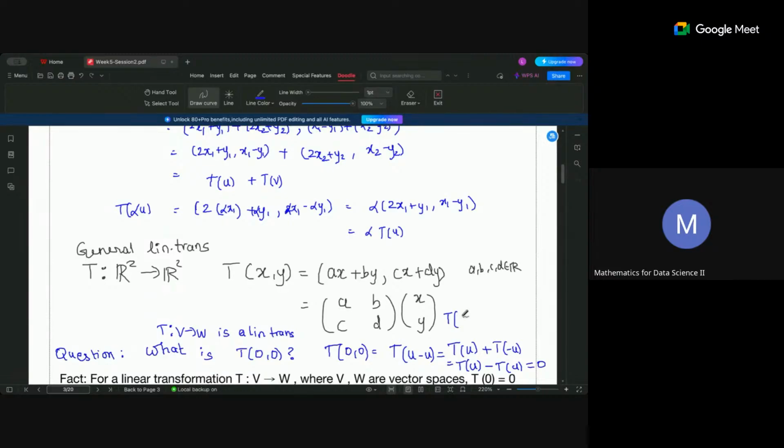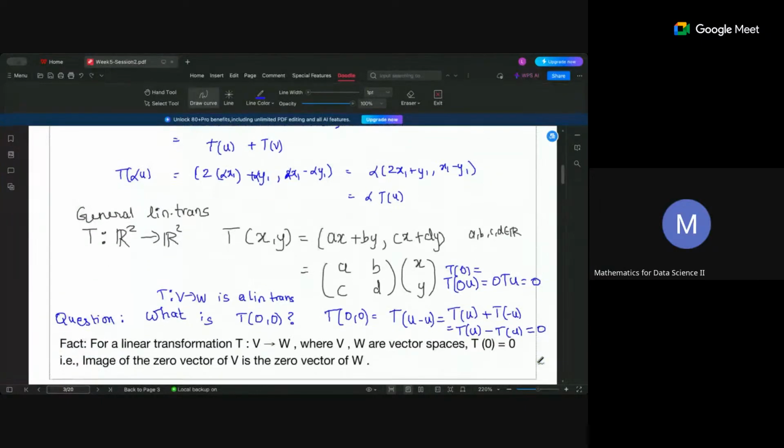So you take alpha to be the scalar 0. So 0 times U. So this is T of 0, right? T of 0 is T of 0 U, you can write. And 0 times T of U. So if you multiply any vector with 0, you are going to end up with 0, right? So either way, you can see that the 0 vector is mapped to 0.